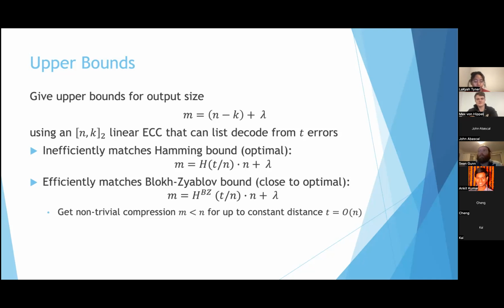Additionally, if we're using codes that meet this H_BZ bound, then we can always get a non-trivial compression for up to a constant distance T, which is equal to O of n. And regardless of what T is, we can always upper bound the size of the output by m equals O of T log n plus lambda. But in the case where T is large, we can do a little bit better, because this log n term disappears as T gets very large.